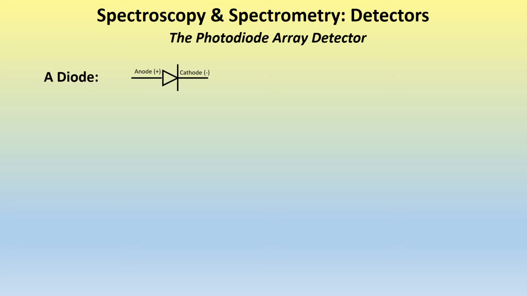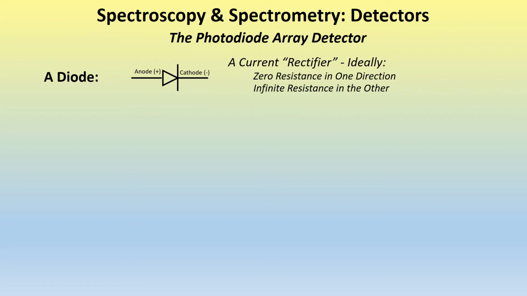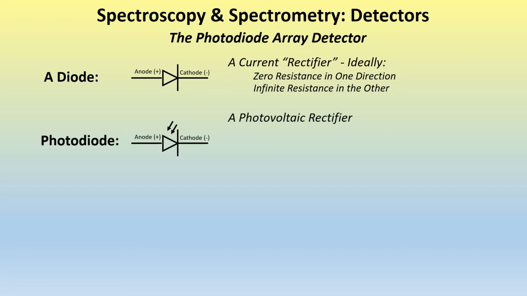The most common is a photodiode array detector. In electronics, a diode, whose schematic is shown here, is a current rectifier. Ideally, a diode has zero resistance in one direction and infinite resistance in the other direction. A photodiode, whose schematic is also shown, is a photovoltaic rectifier.